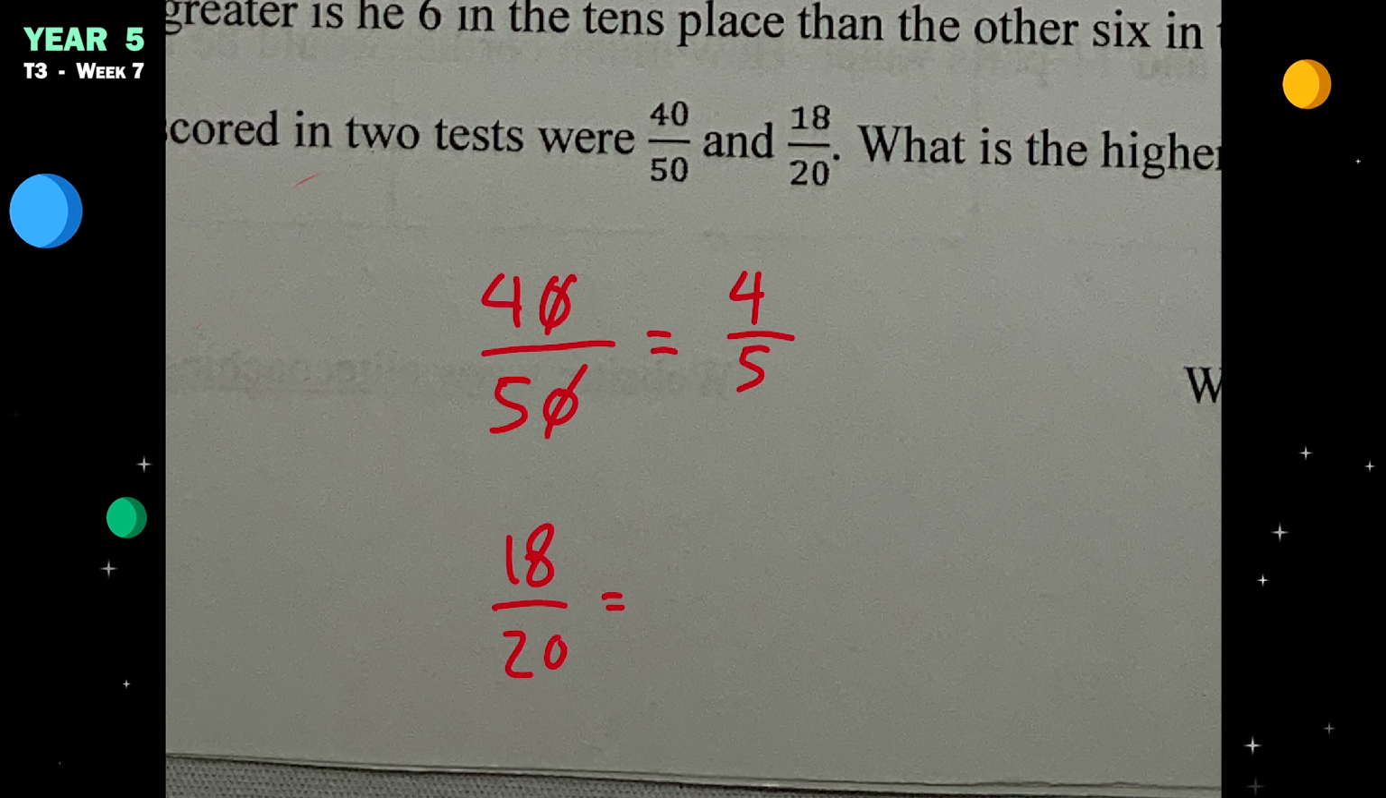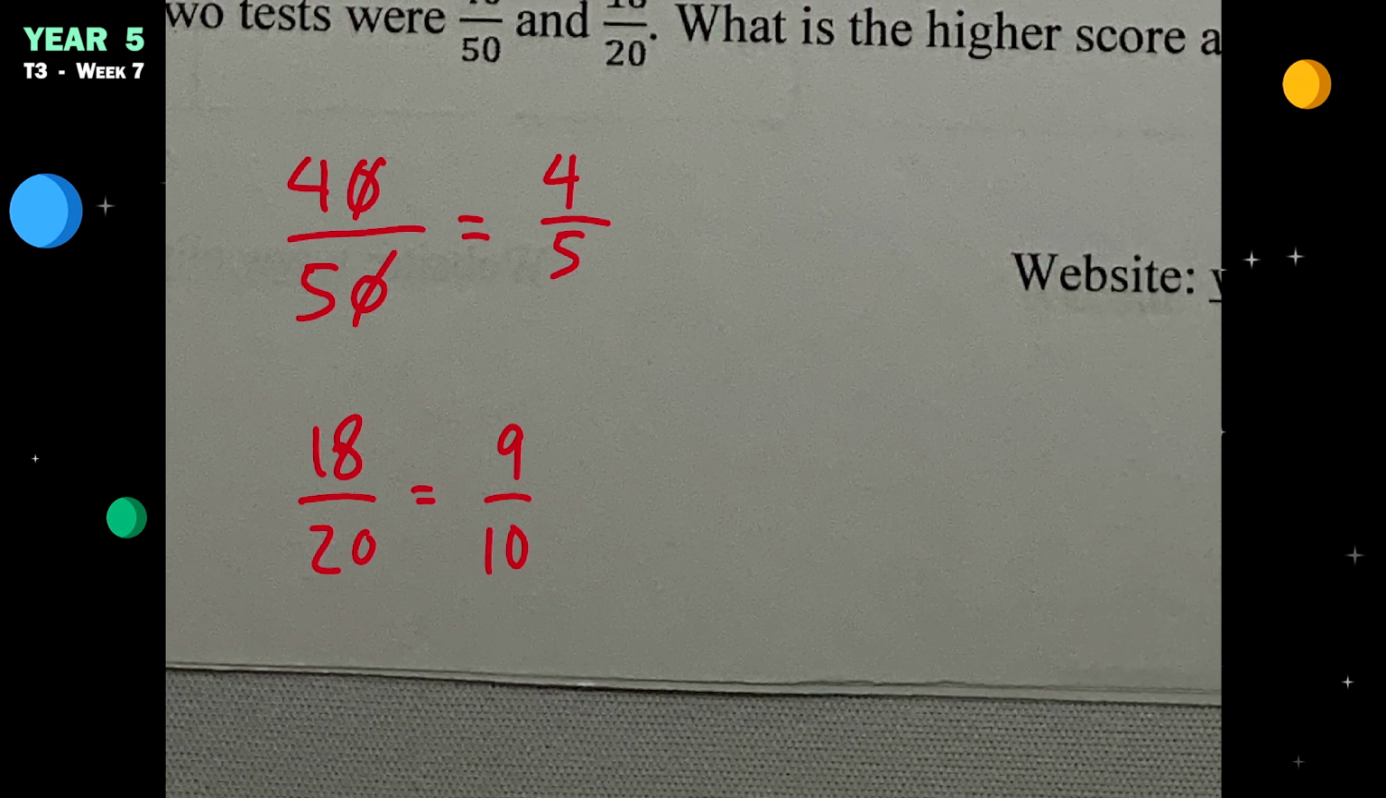Let's simplify this. We can divide it by 2. We get 9 over 10. I can't simplify this anymore, so I'm just going to leave it like that.